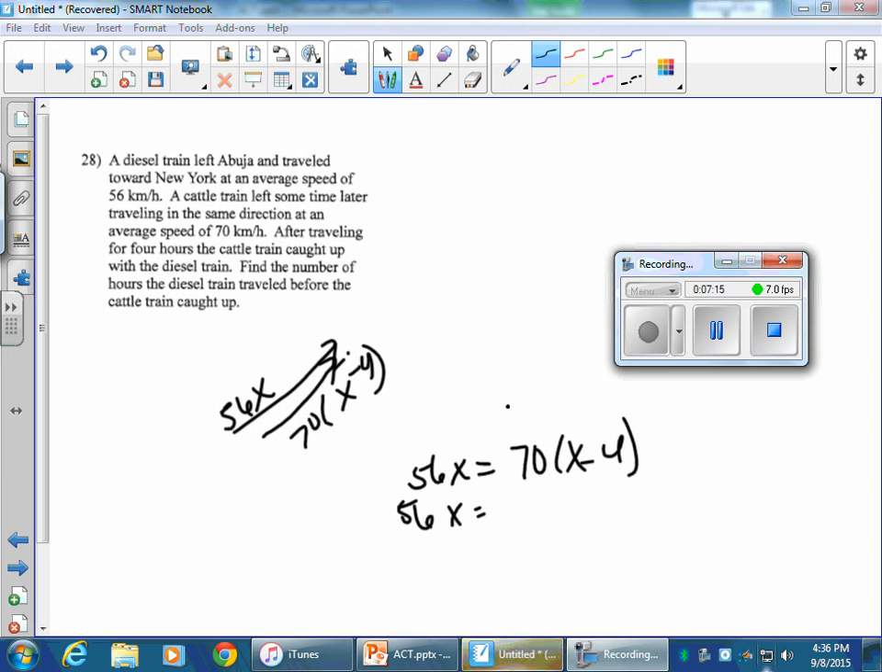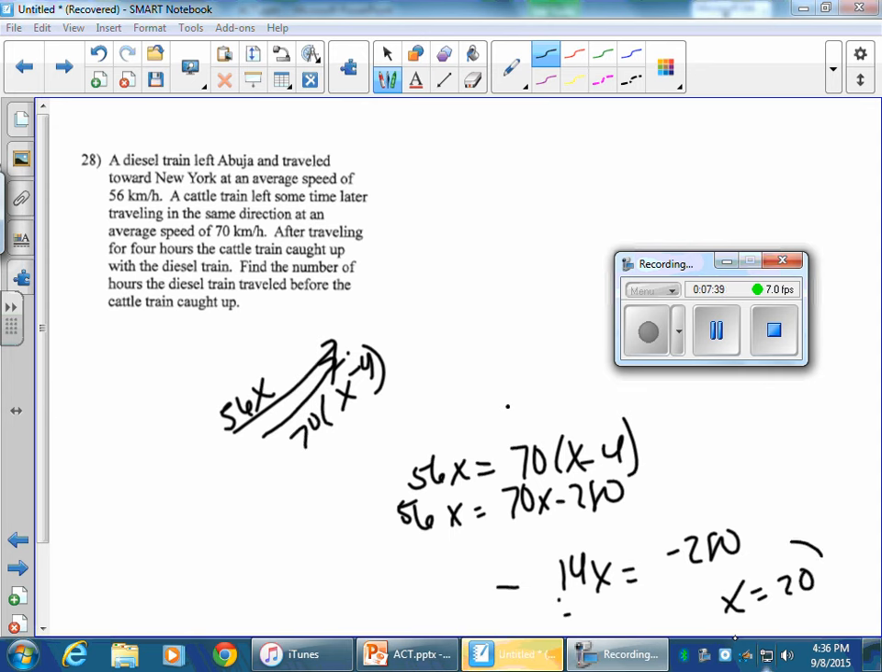So you just want to distribute. Subtract, 70 minus 56 would be negative 14x. Negative 14x equals negative 280. Divide negative 280 by negative 14, and I get x equals 20.